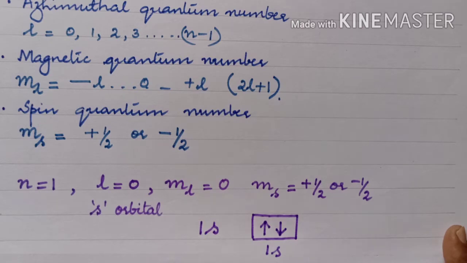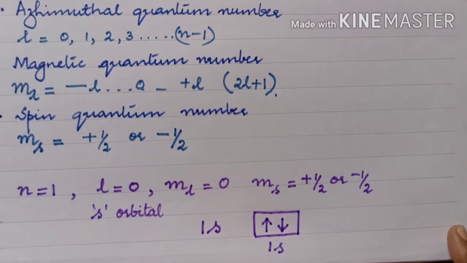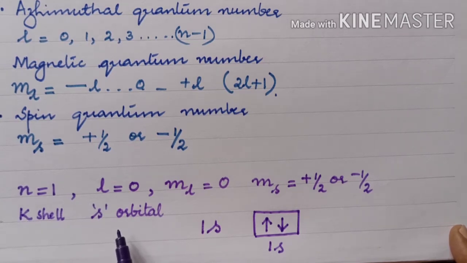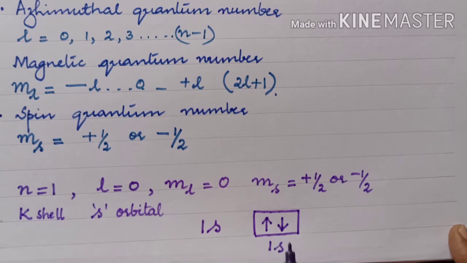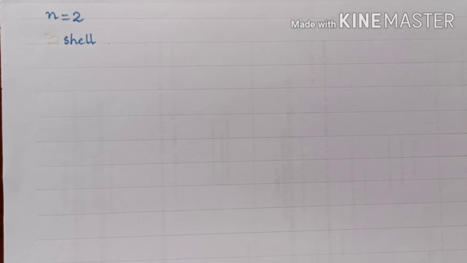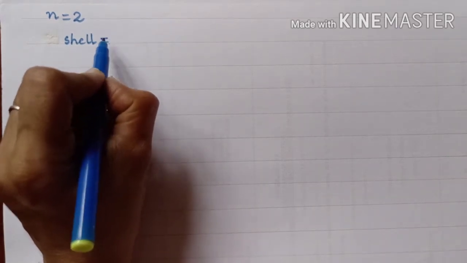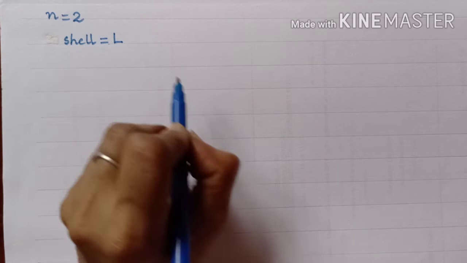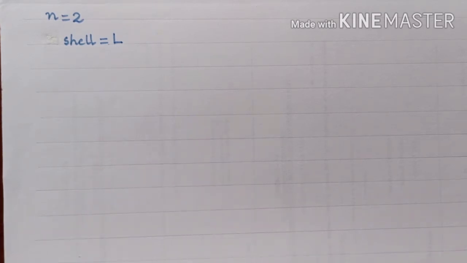Hope it is clear. When n value is 1, it denotes that it is the K shell which we are referring to. So in the K shell we have only one orbital, that is the s orbital, and it can have a maximum of 2 electrons. Now the different quantum numbers related to the second orbit. That n value is 2, it denotes the shell is L. And L shell can have a maximum of 8 electrons.